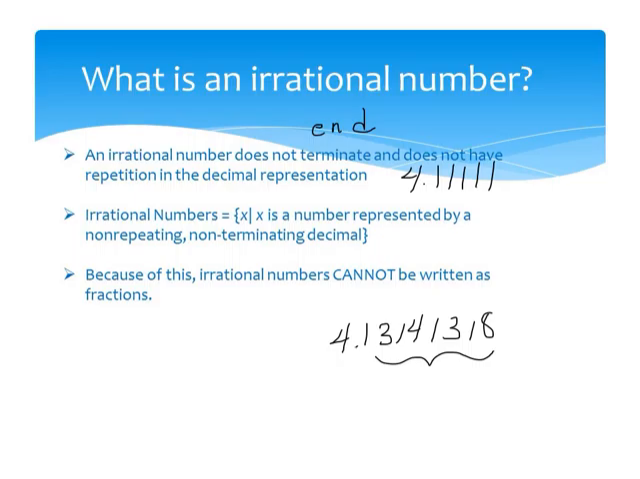So the formal definition for an irrational number is the set x such that x is a number represented by a non-repeating, non-terminating decimal. So if something is an irrational number, it can't be written as a fraction.